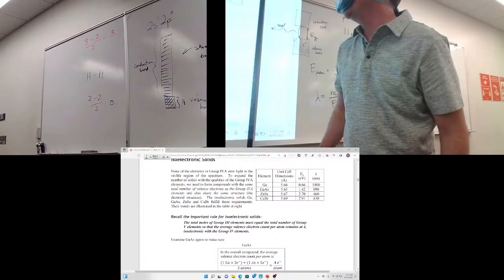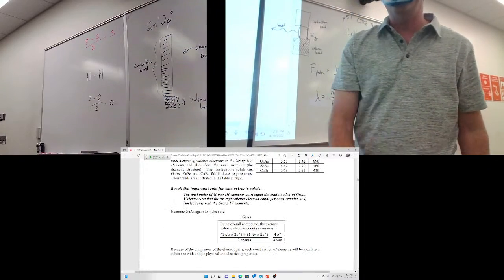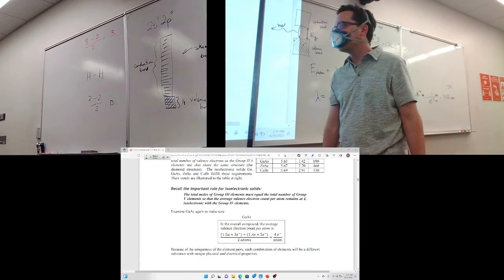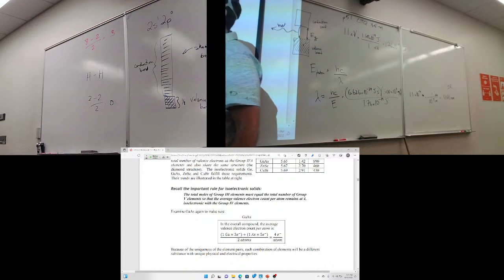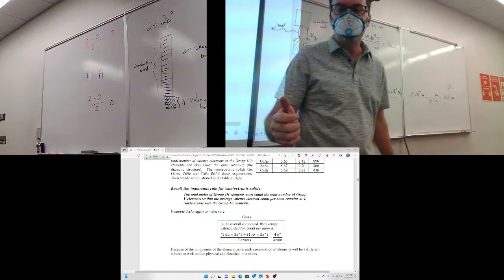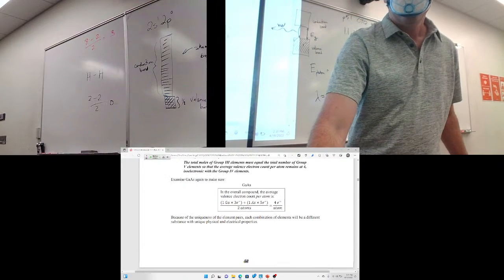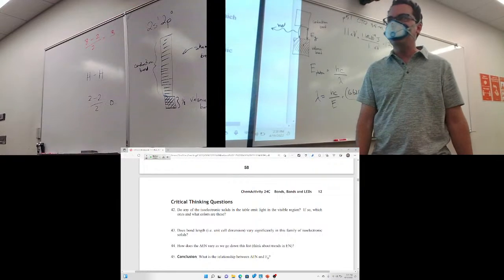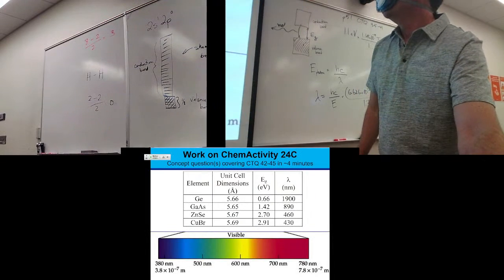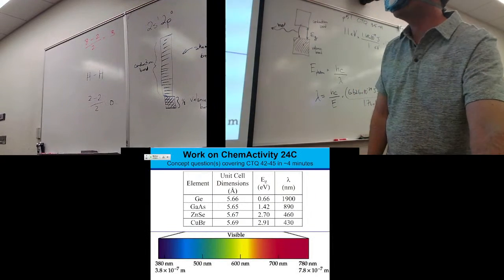So what we're doing here is just reinforcing this idea of isoelectronic materials. This is just a proof that a gallium, which has 3 electrons, and an arsenic, which has 5, on average, will have 4 electrons. Right? So that's what makes it isoelectronic. So down here, do any of these emit light in the visible region? Yes, the last two. Yeah, 460, 430, that's pretty blue.